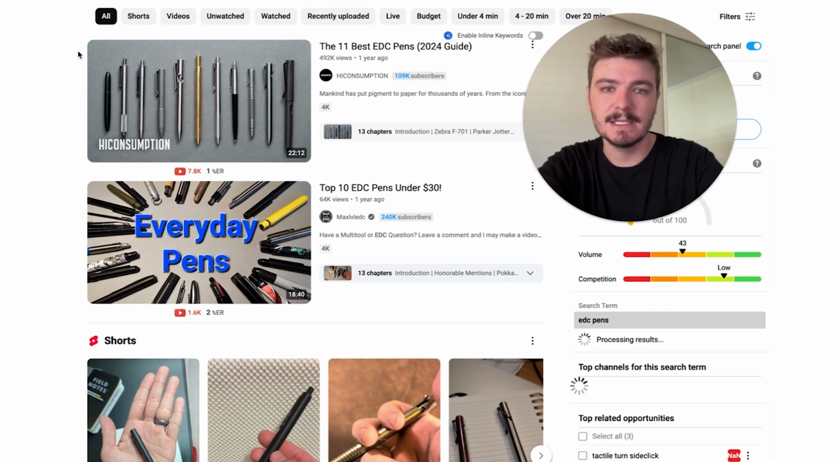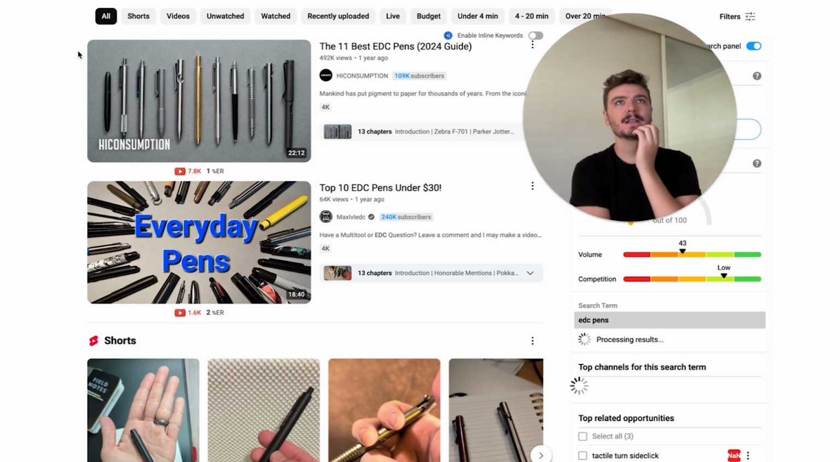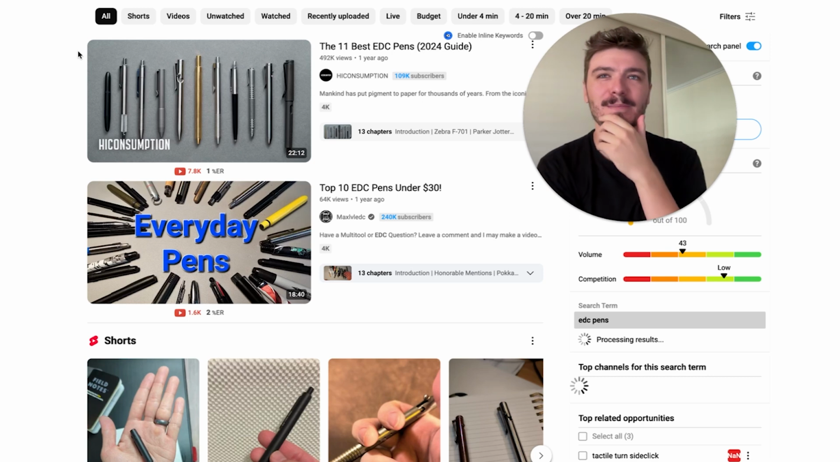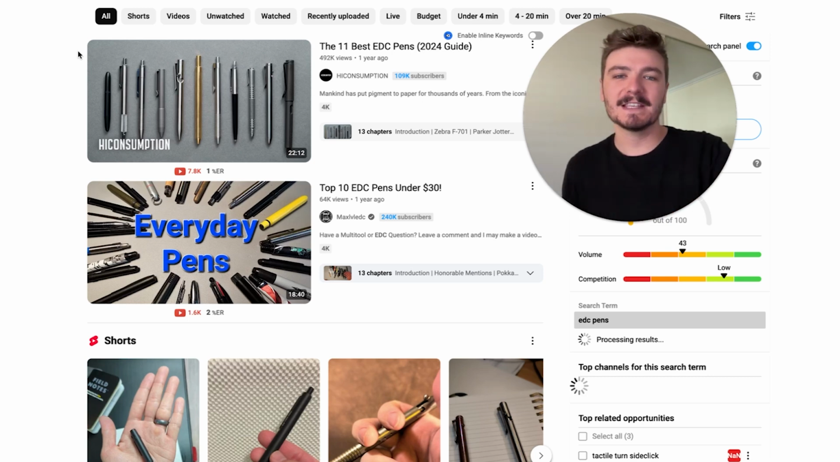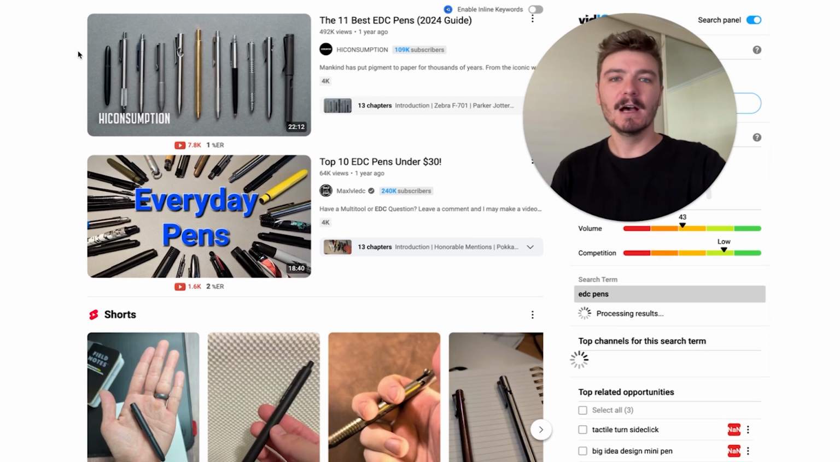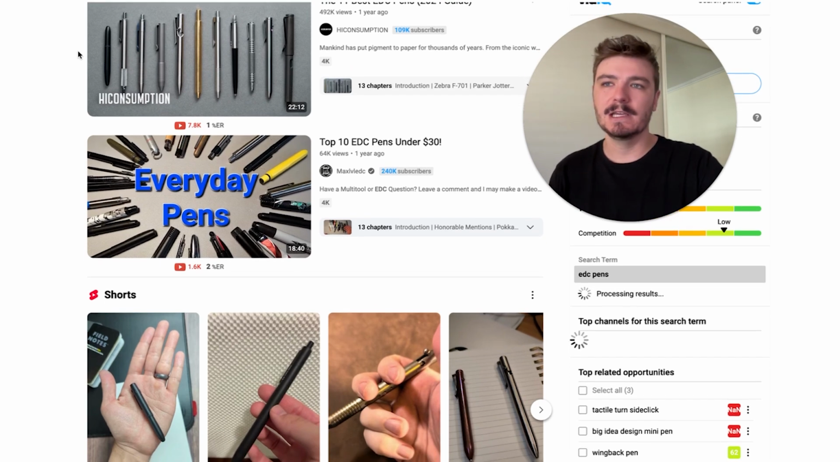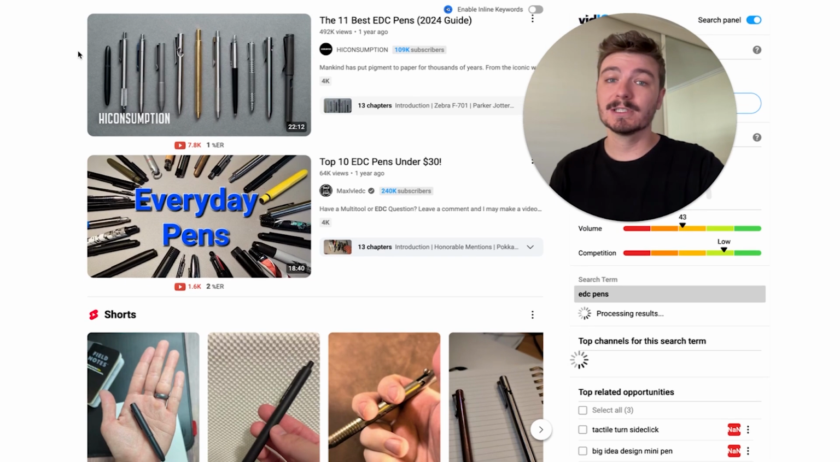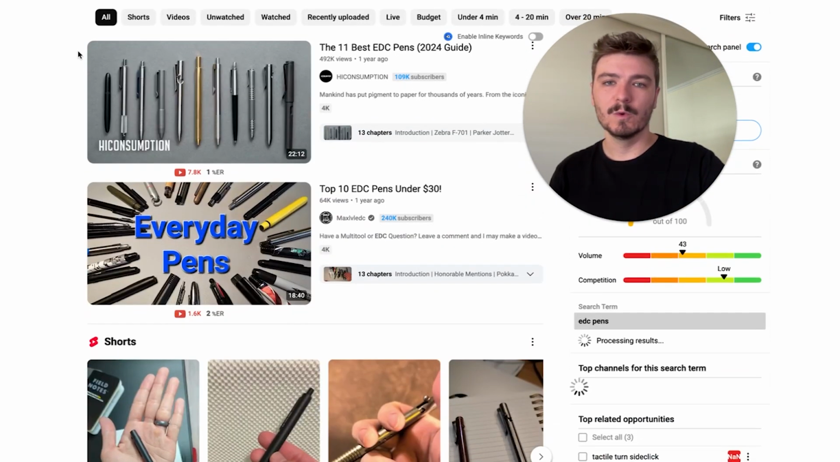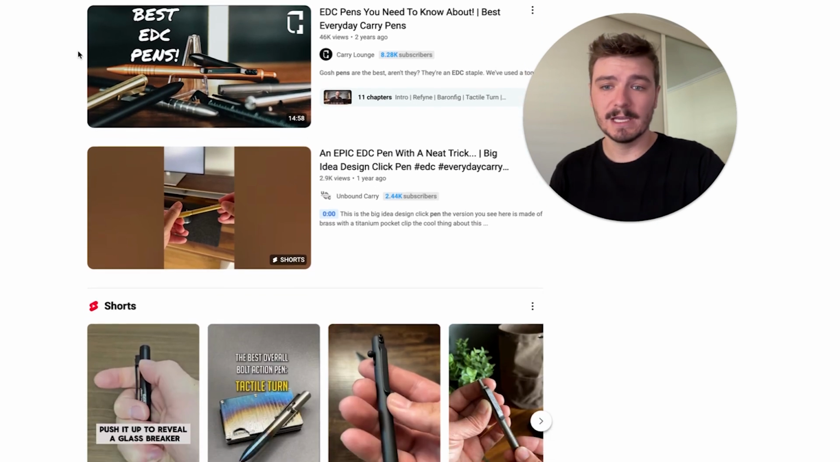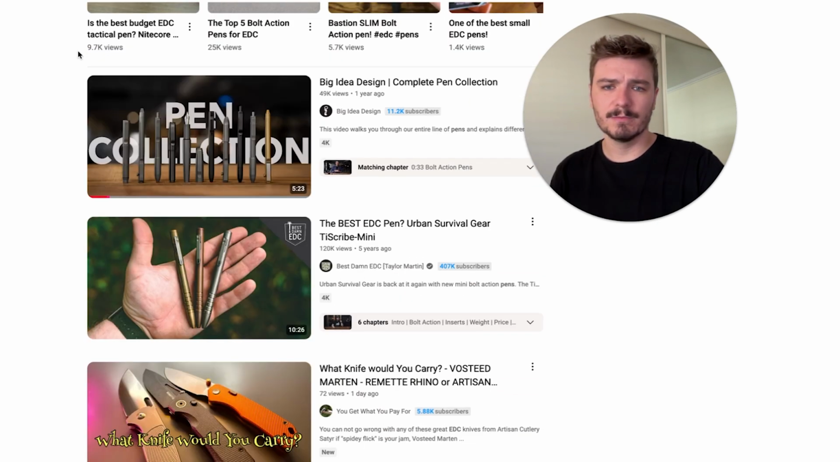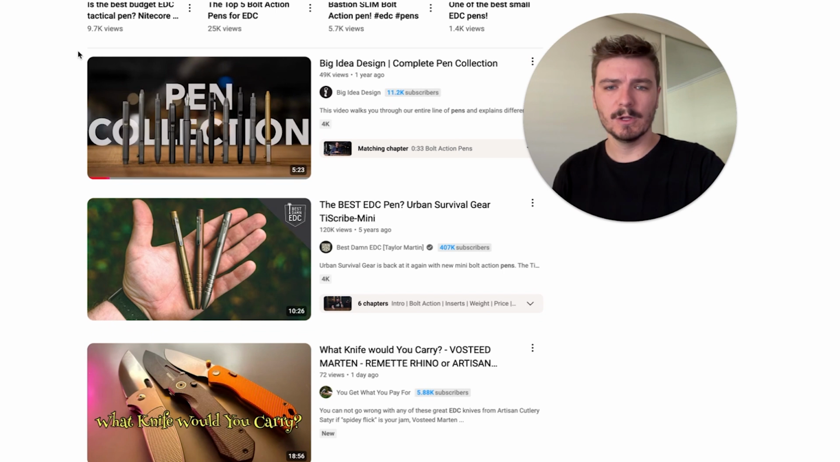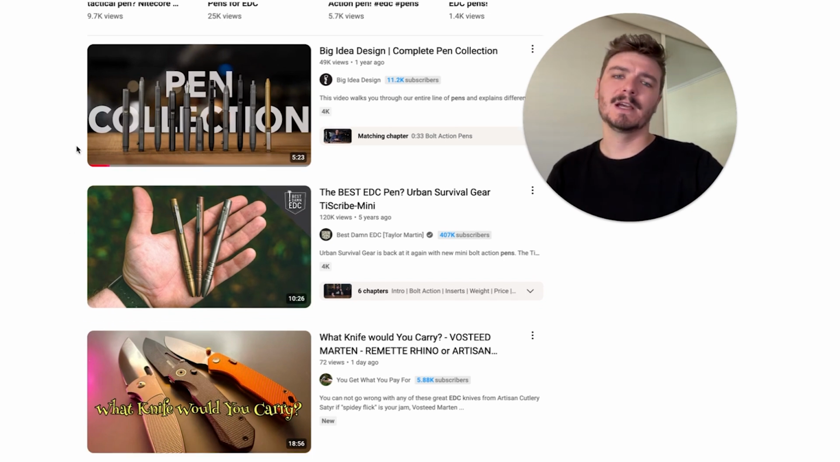The 11 best EDC pens 2024 guide. I could do something like, let's just say I use the 3 pens I have here. The 3 best EDC pens 2025 guide. Obviously, what I'm doing right now isn't very creative, to be honest. I'm just looking at outliers and then pretty much taking heavy inspiration from that idea. With my YouTube title formula in my course, it's a lot more creative than this. Right now, we're just pretty much seeing what people have done and what works well. The best EDC pen, urban survival gear, big idea design, complete pen collection.